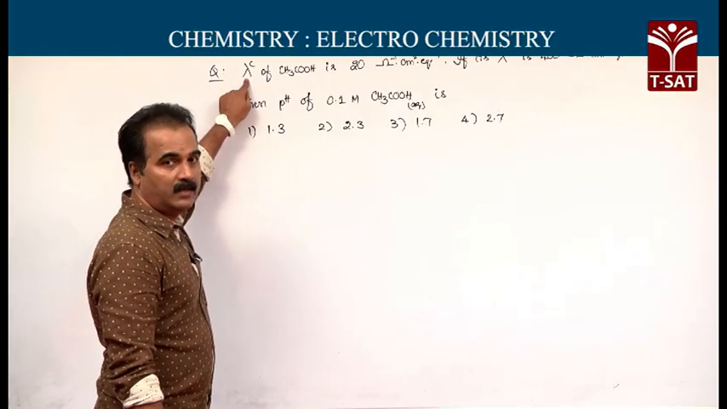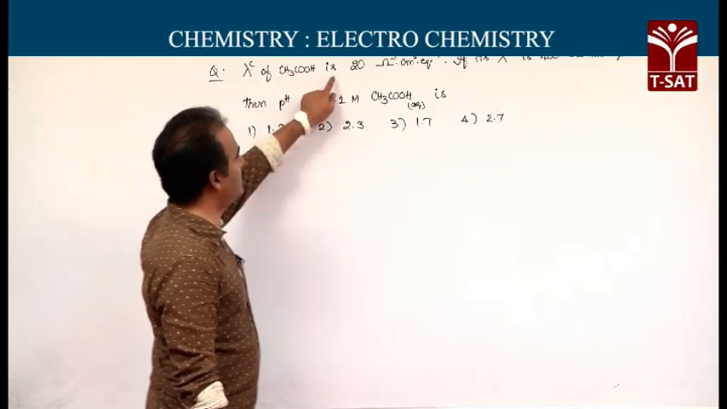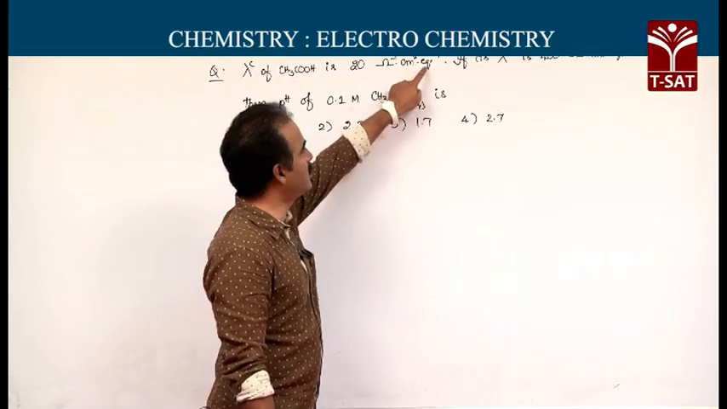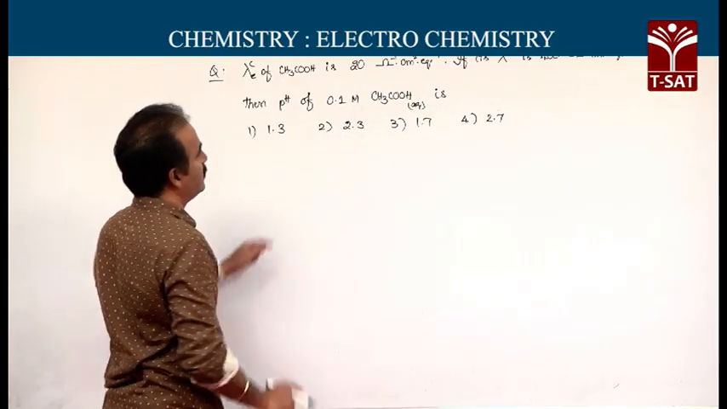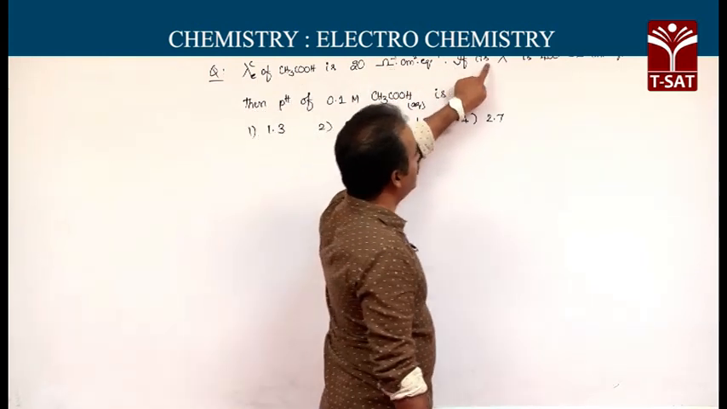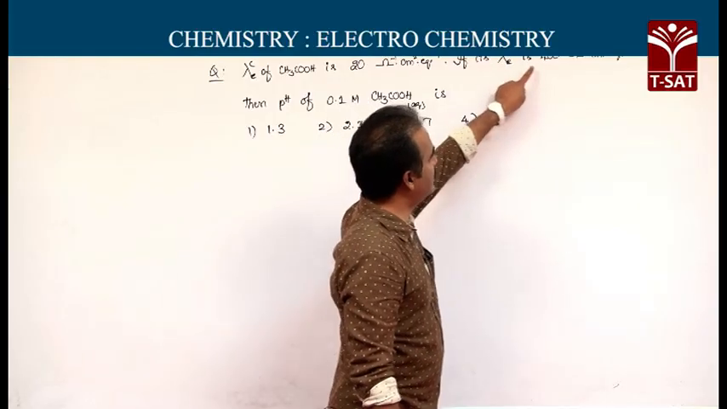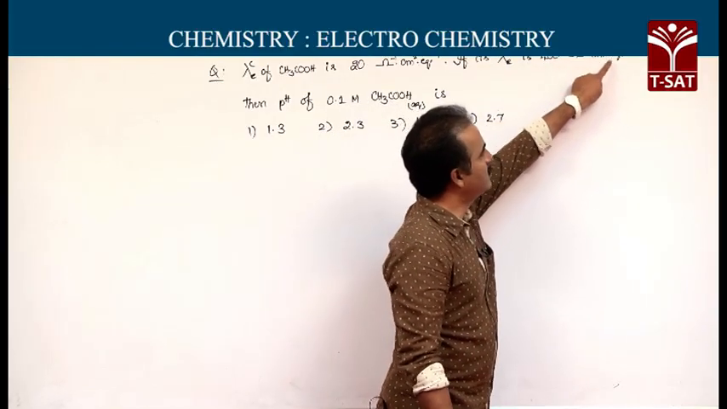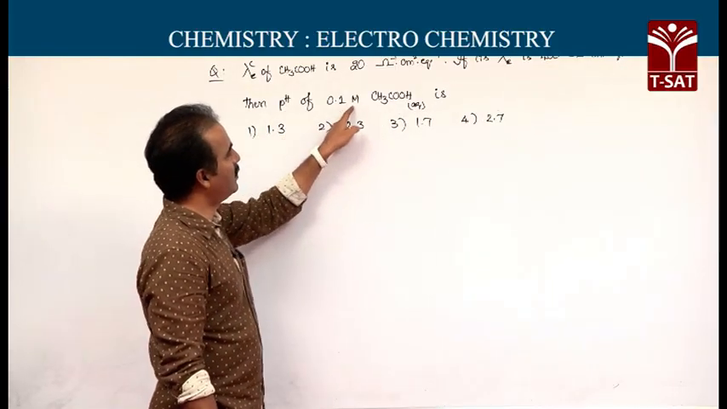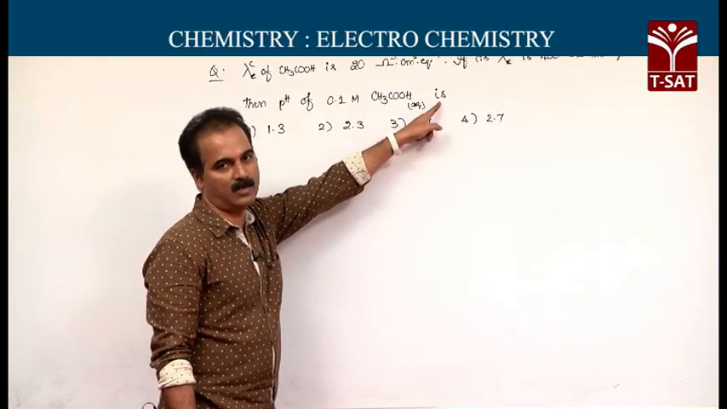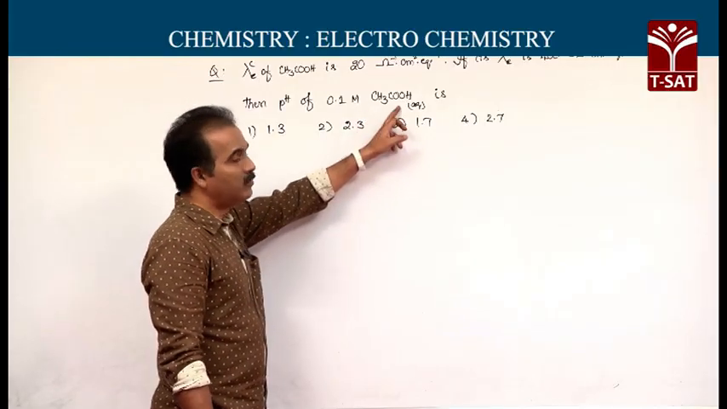The lambda C, meaning conductance of acetic acid at certain concentration, is 20 ohm inverse centimeter square equivalent inverse. This is nothing but equivalent conductance of acetic acid. If lambda infinity, that is equivalent conductance at infinite dilution of acetic acid, is 400 ohm inverse centimeter square per equivalent, then what is the pH of 0.1 molar acetic acid solution? You know it is a weak acid.